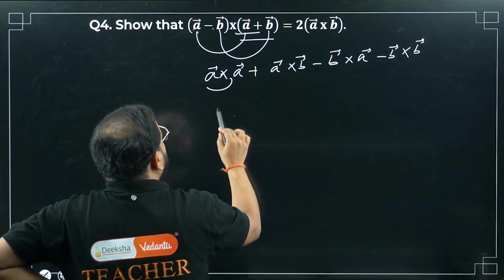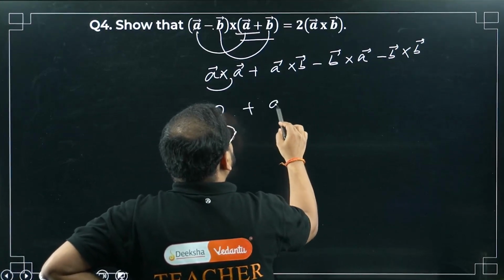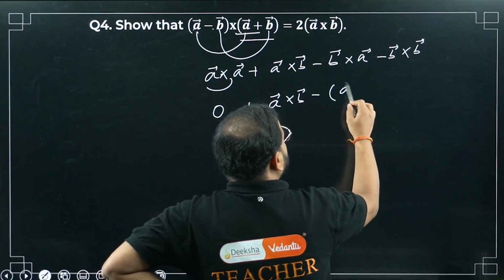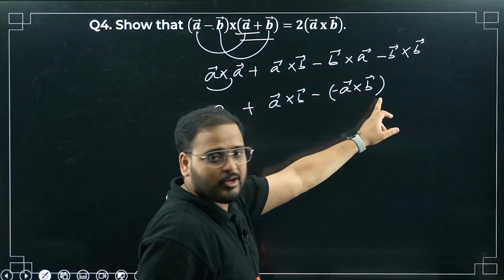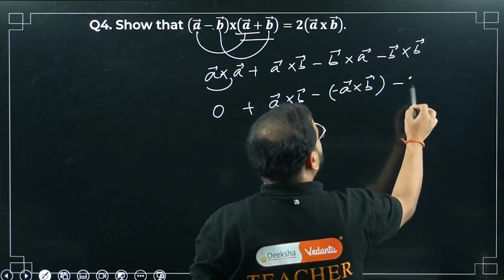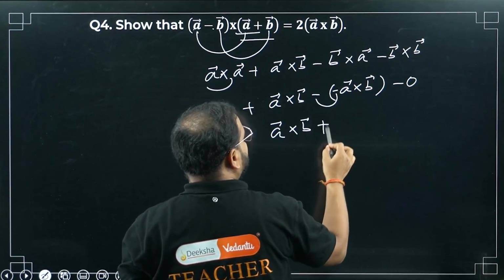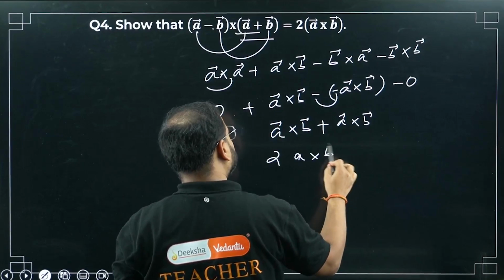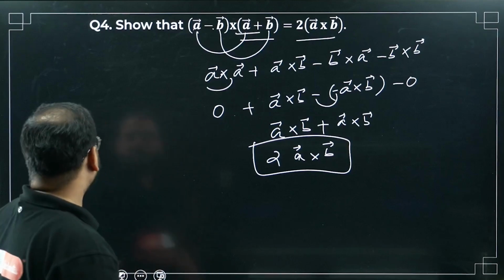Okay, a cross a is what? 0, a sine 0, right? A cross a is always 0. What about this? A cross b as it is. What about b cross a? I can write b cross a as minus a cross b, opposite sign, since this is non-commutative in nature. The minus 0 again. I get a cross b here, and minus with minus will become plus. So plus a cross b. What's my result? 2 times a cross b. Proved, right? Correct. Simple problem. Had fun.